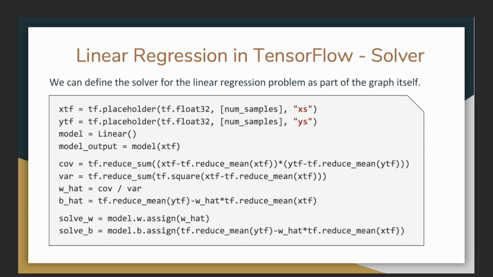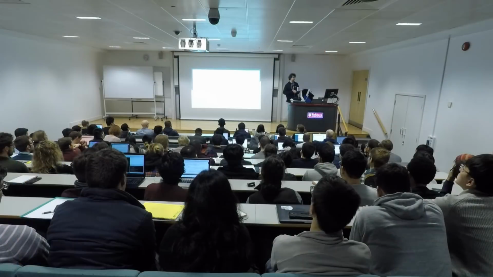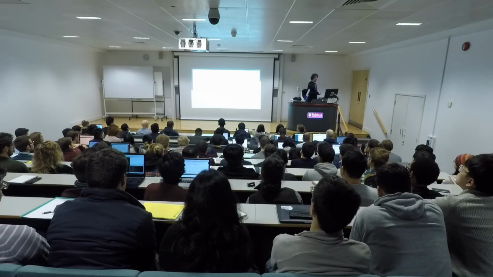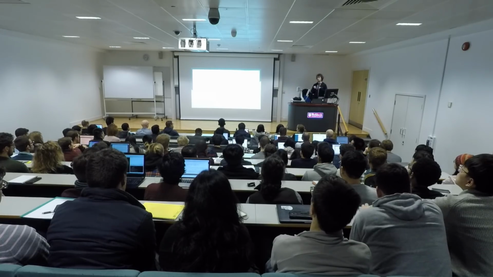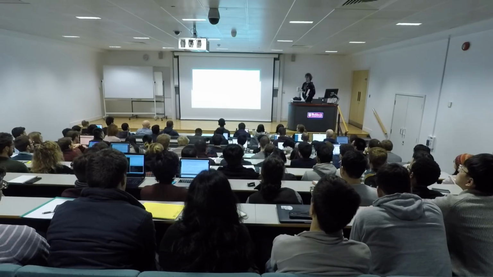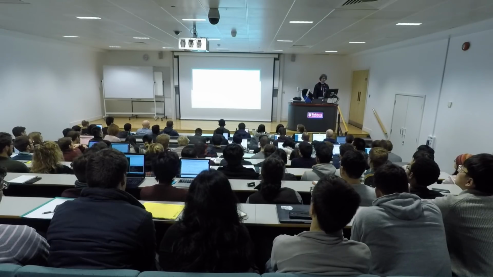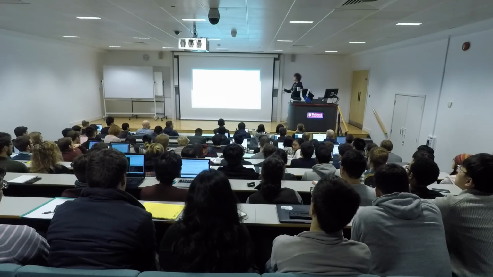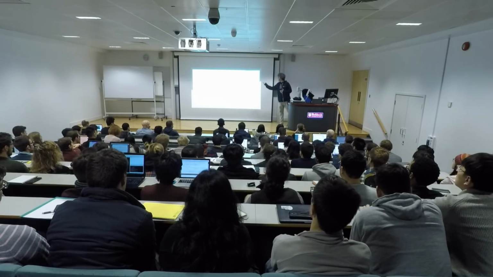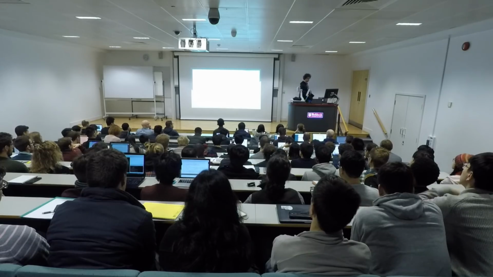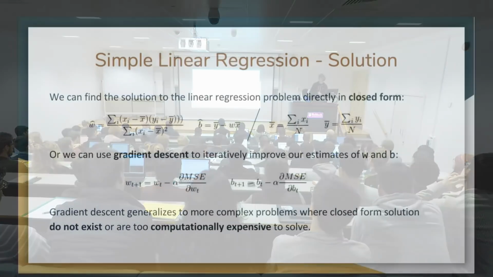We then get back from the model a model output tensor, which will give us predictions for each of the inputs in the placeholder. We can then define the optimal values for W and B, transposing the equation that we had here into TensorFlow language. What we need is just to compute sums and compute means, and this is what we do with this simple code here.